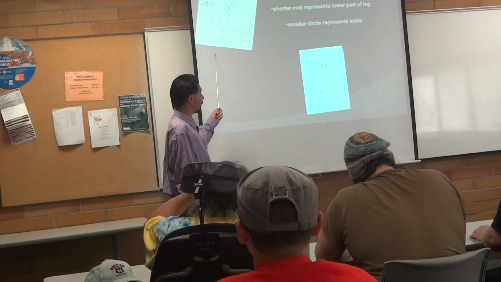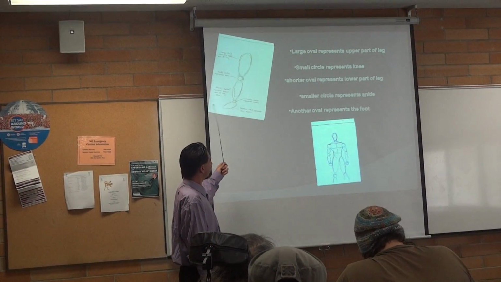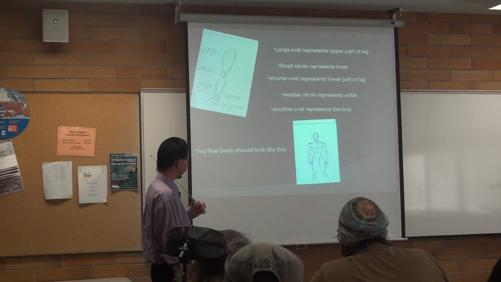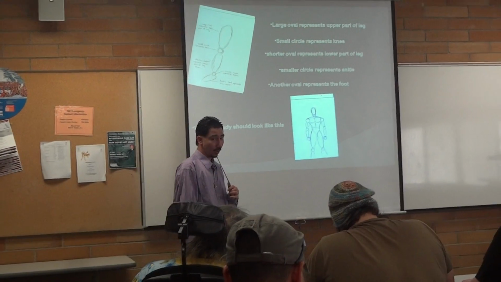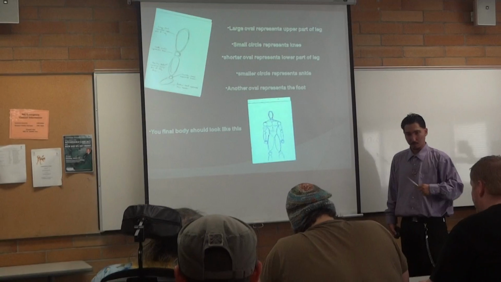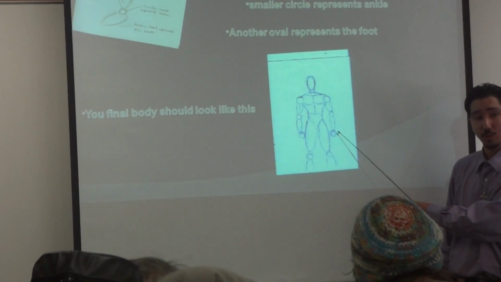Next, you have the foot. Foot is just another oval shape, if you would. So, after all these that I've shown you, which is the head, upper body, lower body, your body should come out looking similar to what I have drawn here.